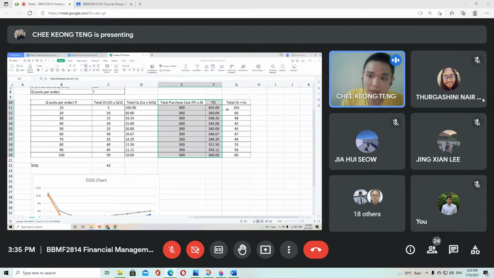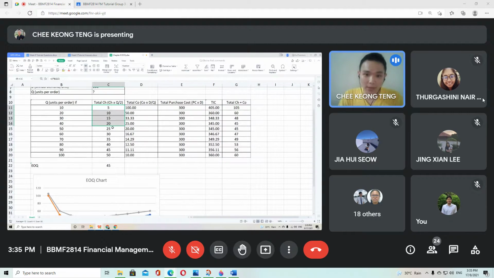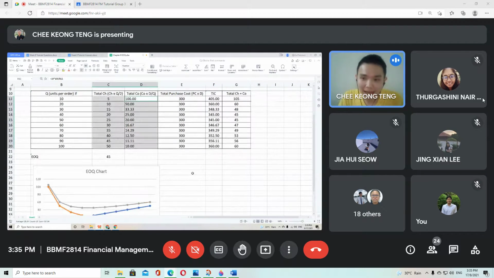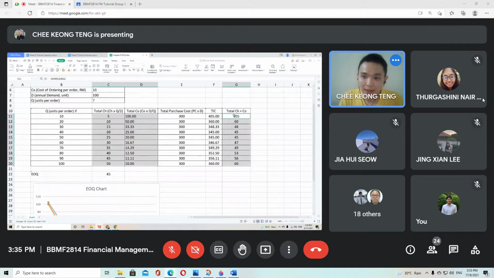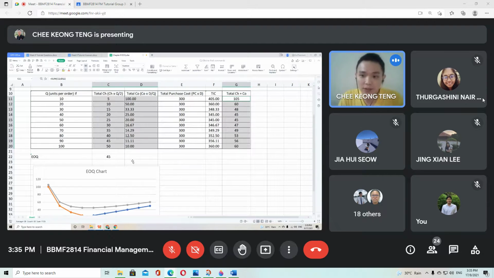Okay, so basically we just look at the CH and CO. All right, and now from these two, when you add them up together, the gray color one will be this one. Basically, it's this added to this one, which will be 105. 10 plus 50 will be 60, and so on. So that's why you get the gray color total cost.